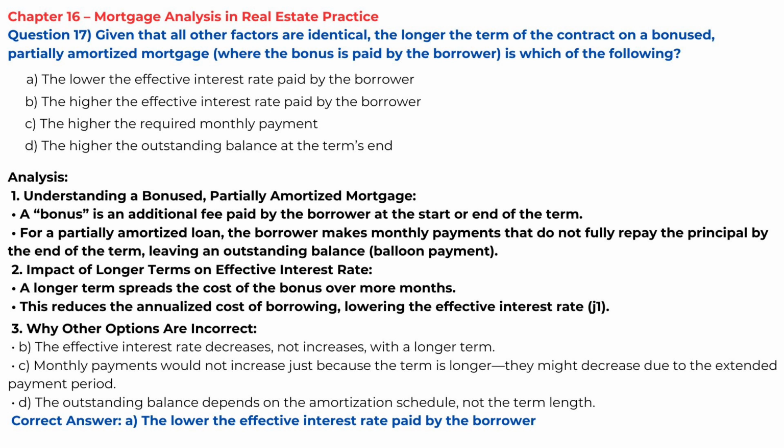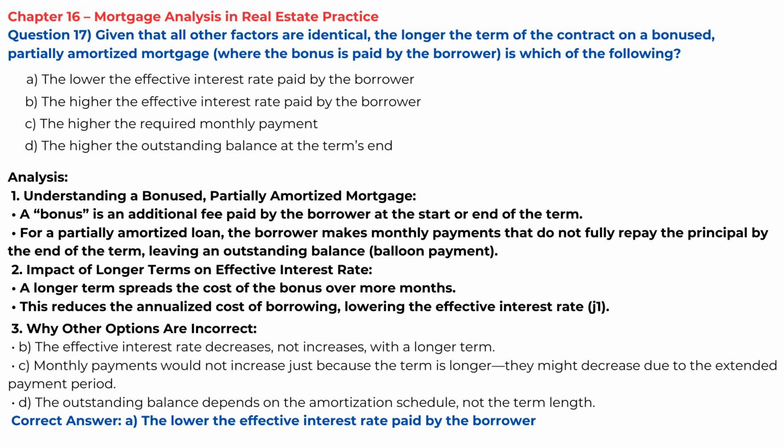2. Impact of longer terms on effective interest rate. A longer term spreads the cost of the bonus over more months. This reduces the annualized cost of borrowing, lowering the effective interest rate, J1. 3. Why other options are incorrect. B. The effective interest rate decreases, not increases, with a longer term. C.